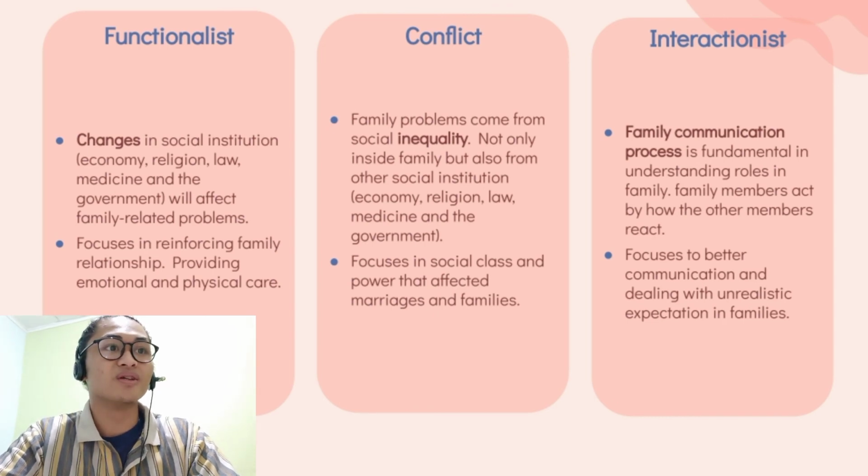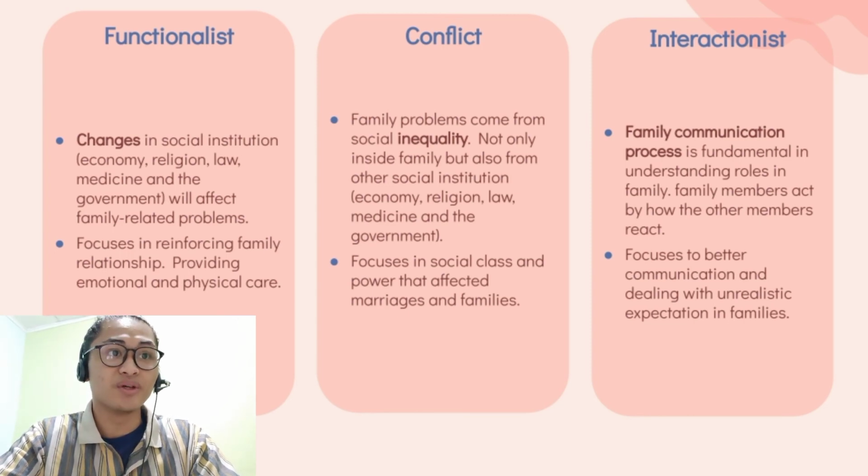Conflict theory views family problems as coming from inequality, not only from the family but also from other social institutions. It focuses on social class and power that affect marriage and family. For example, domestic violence is a weapon for men to control women and perpetuate gender inequality to hold their patriarchy. Their solution is to reduce family problems by doing something about the roots of oppression, such as law. Law must be strengthened to pursue individuals who take advantage of or harm others through their marital ties.